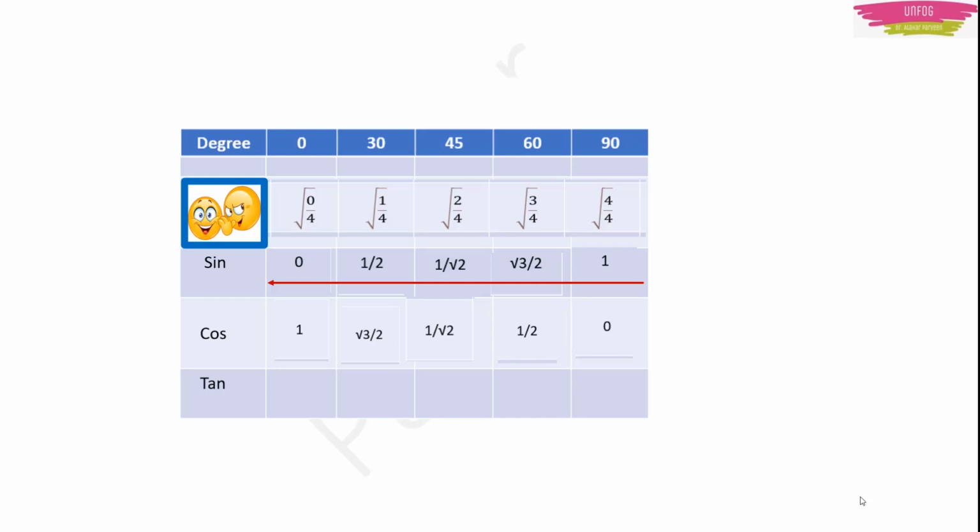Okay. Now tan is very easy. Why? Because tan theta is equal to sin theta by cos theta, right? Just divide. 0 by 1 will be 0. Then half by root 3 by 2 will be 1 by root 3. Then 1 by root 2 by 1 by root 2 will be 1. Then root 3 by 2 by 1 by 2 will be root 3. 1 by 0 will be not defined or infinity.